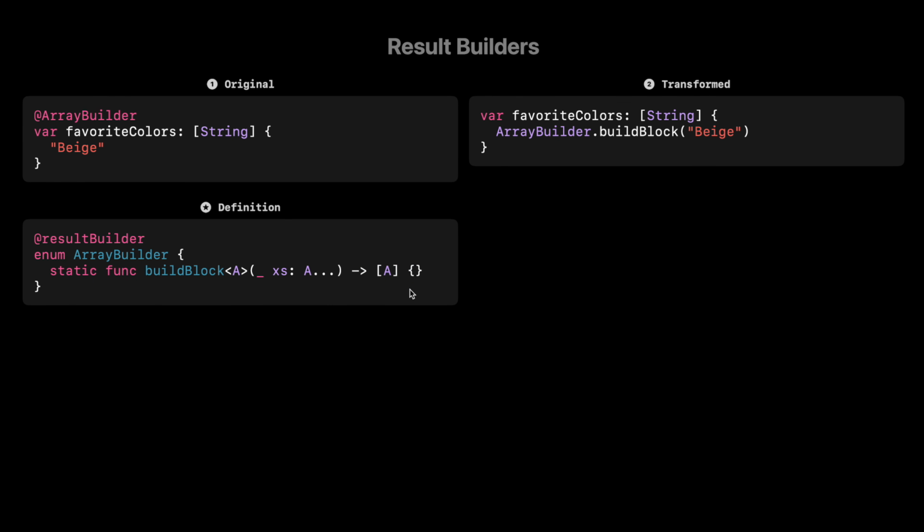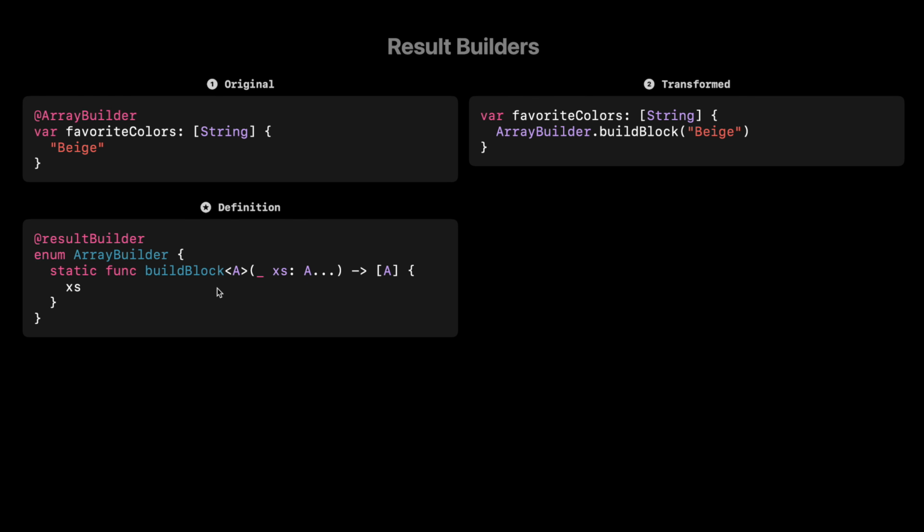And so to recap, we would have written this code, which will trigger this transformation. And because we have defined this method buildBlock on this result builder definition over here, everything's just going to work, and we're going to get back whatever the result of buildBlock is going to return us, which in this case, we can just take those variadic parameters and return them as they are, because they're essentially secretly already inside an array.